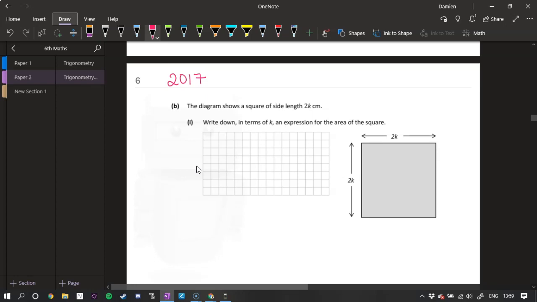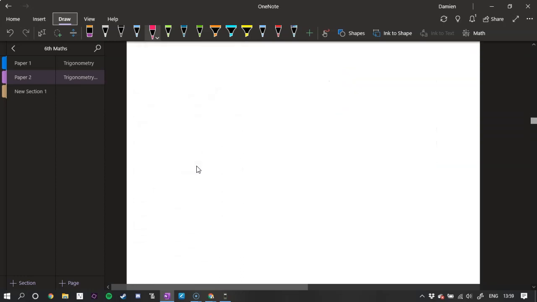Okay, the next question we're going to have a look at is 2017 question 6. The diagram shows a square of side length 2k, and we write down, in terms of k, an expression for the area of the square. So of course the area is length by width. In this example, area is equal to 2k multiplied by 2k. When you multiply the two of these together, the 2 by the 2 gives you 4, and then k by k gives you k squared. So the area here is equal to 4k squared. Okay, let's move on to the next part.